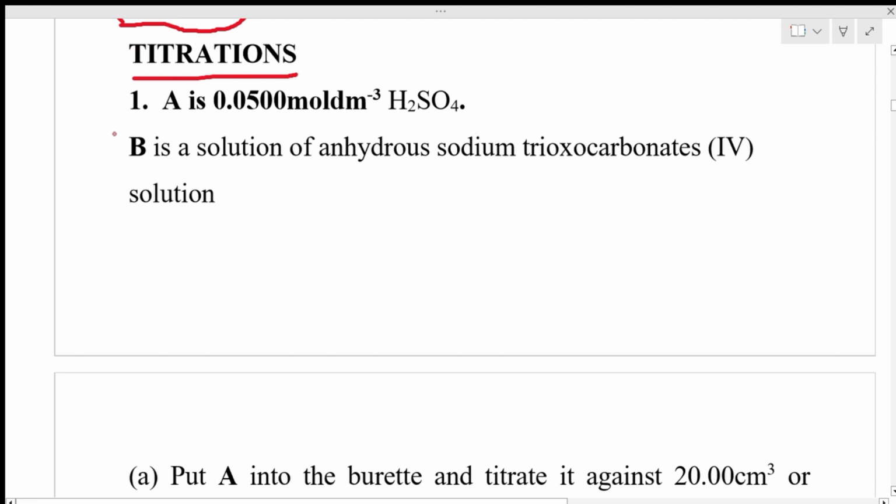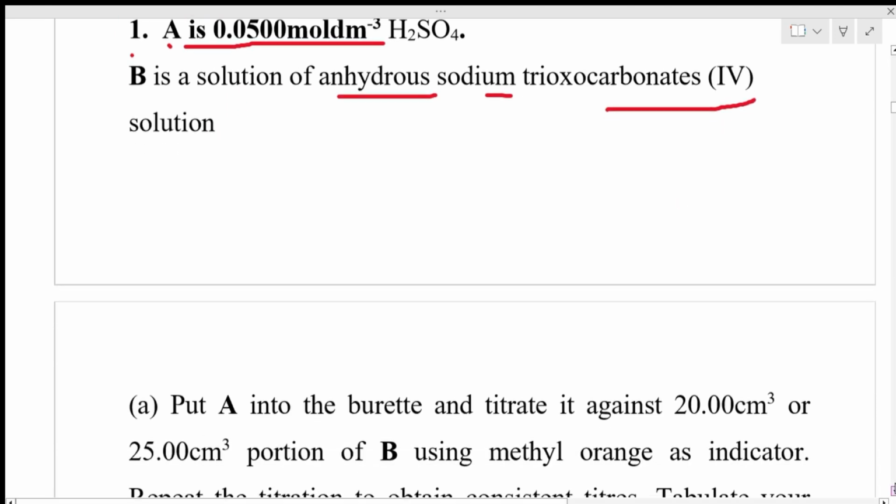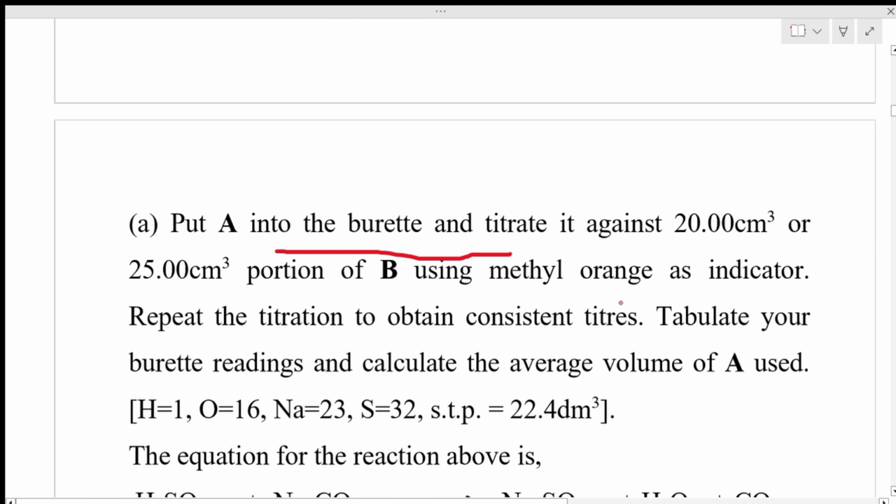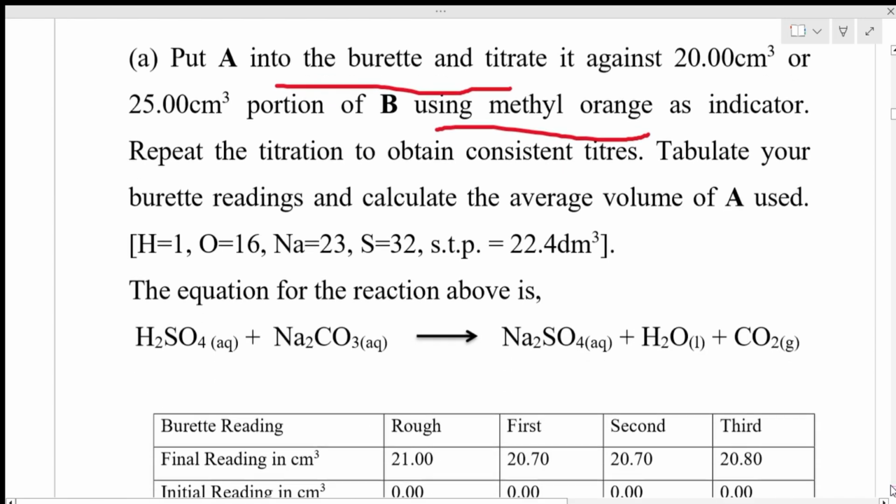Let's calculate together. A question here says: number one, A contains a concentration of 0.05 mole per dm³ of H2SO4, and B is anhydrous sodium trioxocarbonate(IV). Put A into the burette and titrate against 20 or 25 cm³ portions of B using methyl orange as indicator. Repeat titration to obtain constant titer. Tabulate your burette readings and calculate the average volume of A used. Remember, it's a sample of questions.